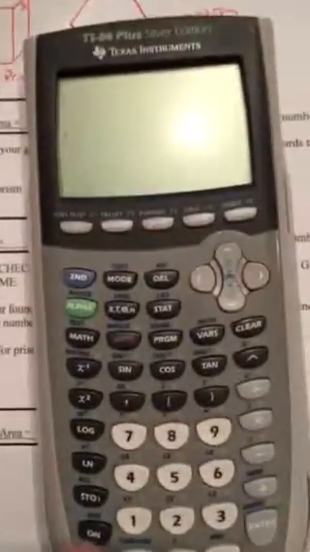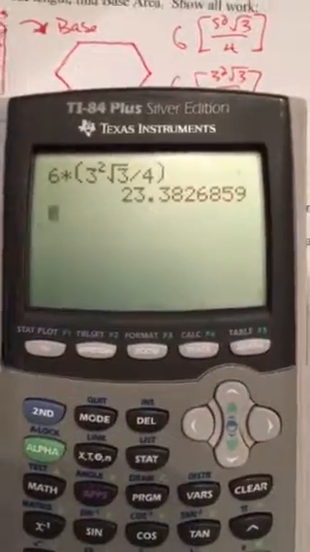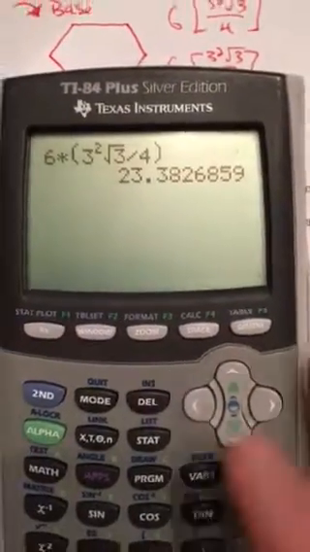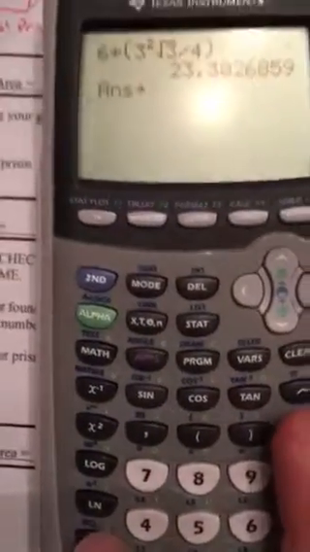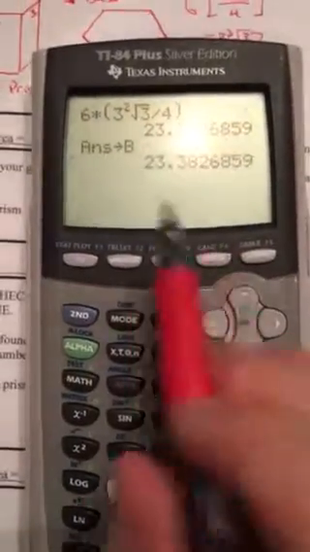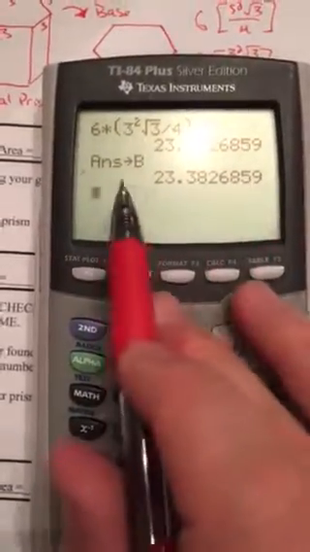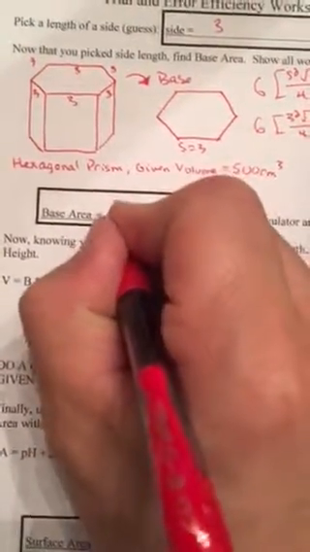Okay. So all we have to do is get our calculator. I've got it already set up for this one. So 6 side squared root 3 over 4 would be about 23.38. We're going to store that in alpha B. That way we have the entire base stored in a letter and we just need to recall that letter. So we'll go ahead and put that 23.38 here. 23.38 is our base area.